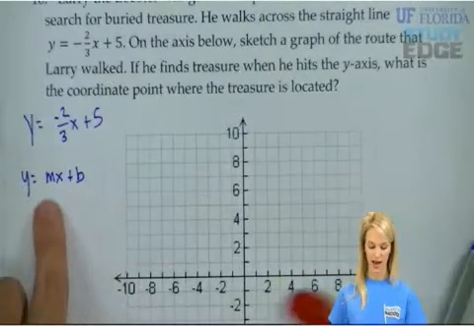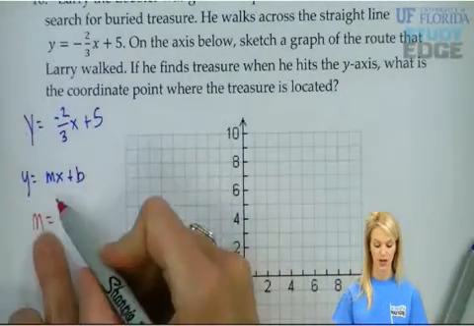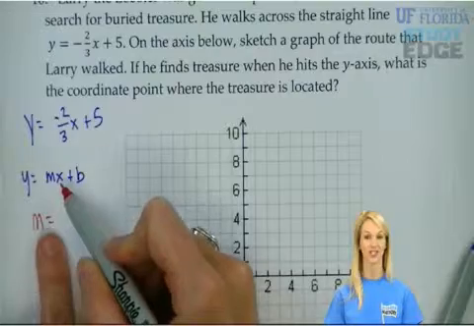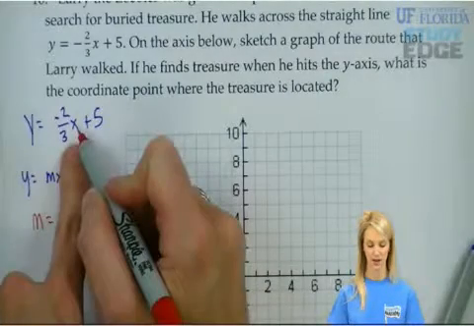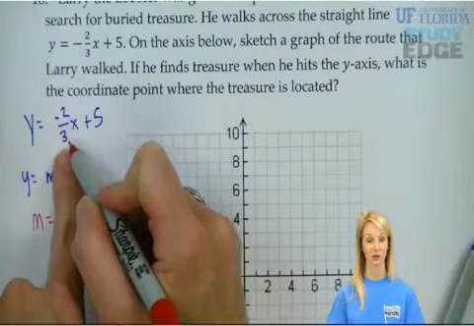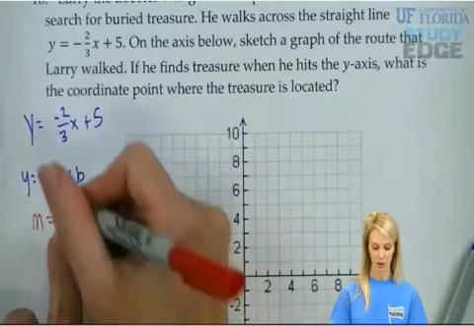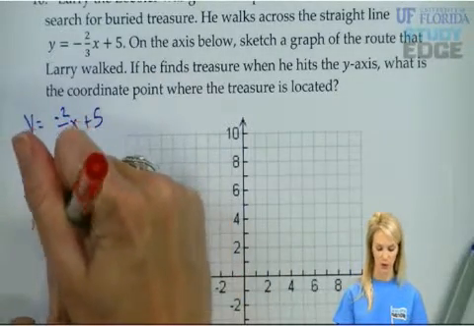So let's see what we've got. M is your number in front of the x. It doesn't include the x, just the number in front of the x. So what do we see? In front of our x, we have negative 2/3. You've got to include the sign. So our slope is negative 2/3.